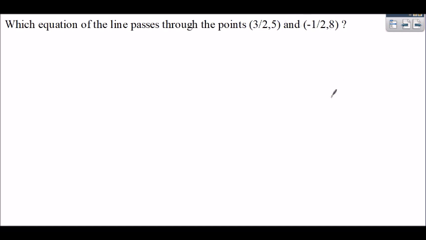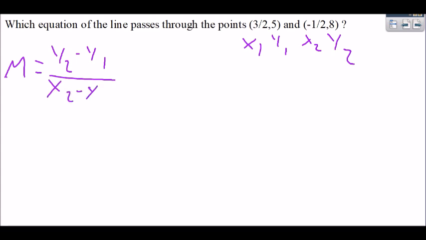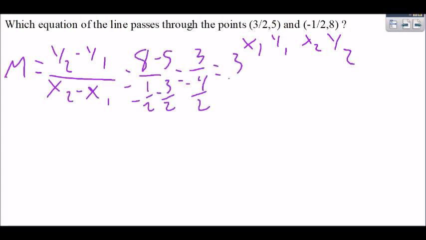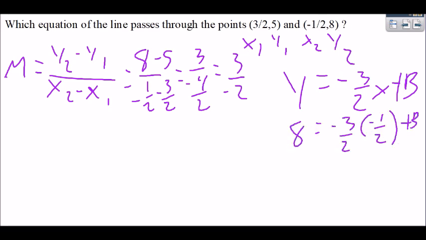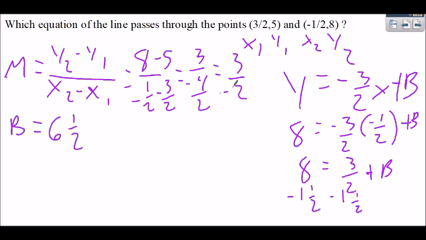So I'm going to start with my slope equation and plug in my x1, y1, x2, y2. So now that I have my slope, I can go to my slope-intercept equation, and then I plug in either one of these points in for x and y. I'm going to use this one, and I'm going to solve for b. Now that I have b, I can put it all together for my equation.